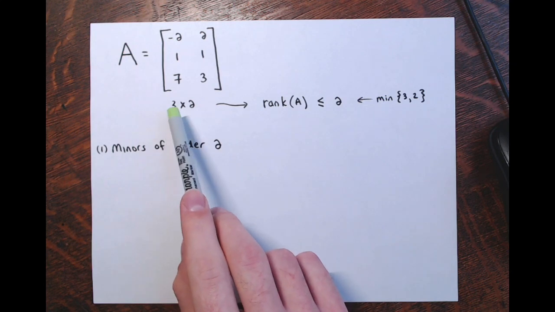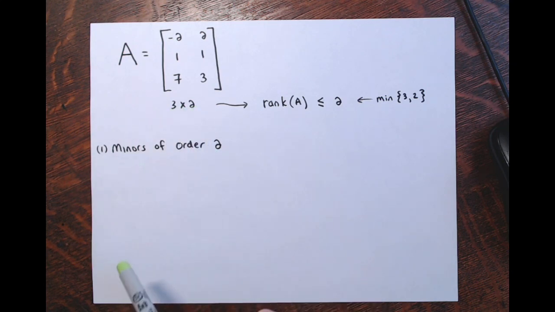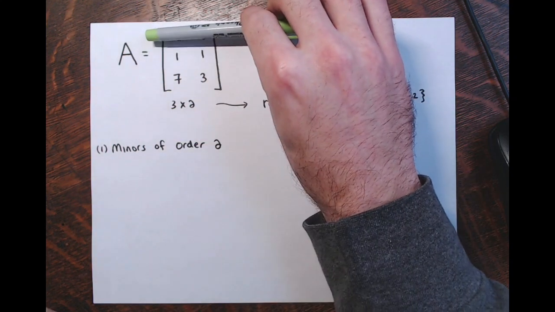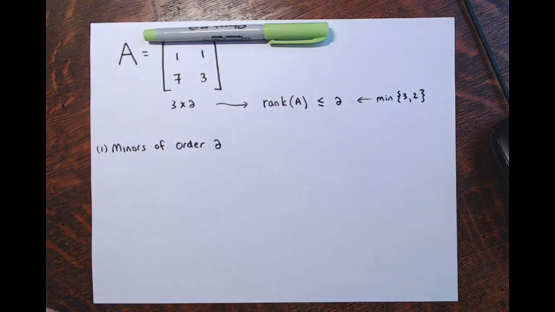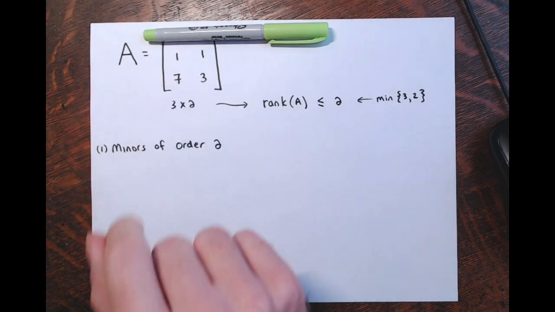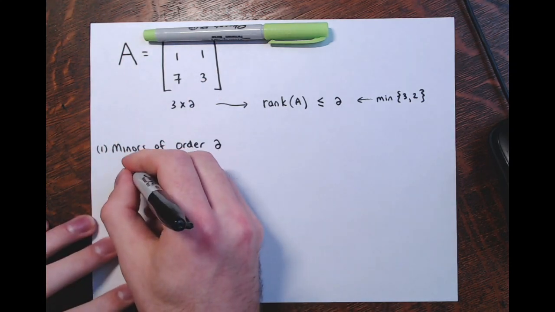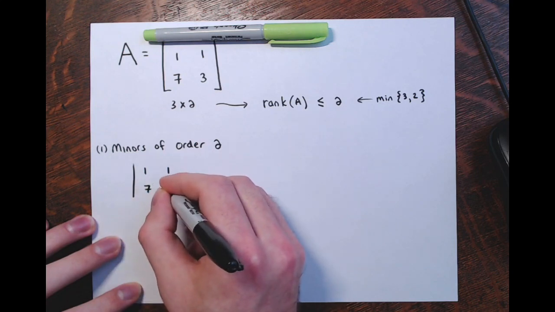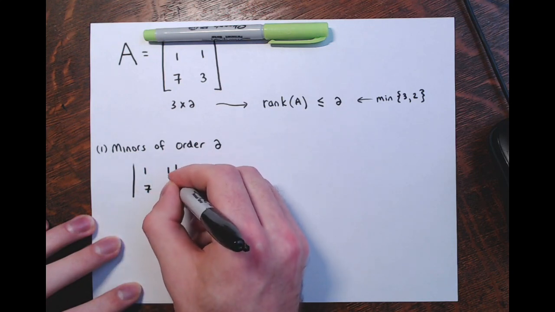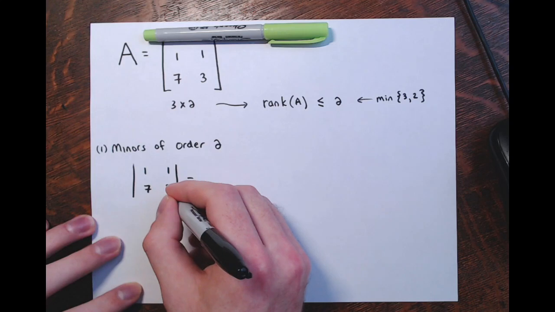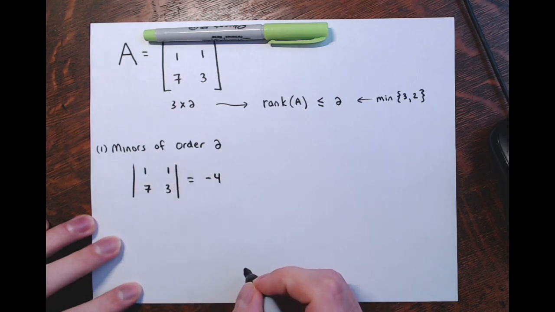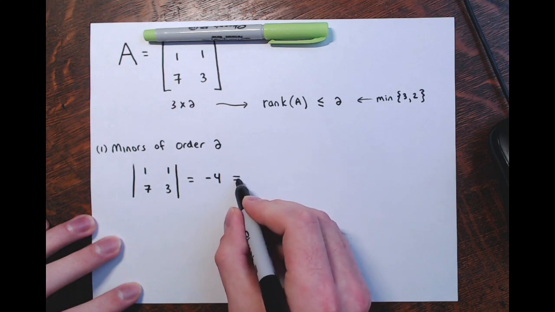Now, if it's a 3 by 2, in order to make a 2 by 2 matrix, I would need to get rid of a row. So let's say I got rid of the first row. Now I'll cover it with a marker. There is a 2 by 2 submatrix. I'll take the determinant of this 2 by 2 submatrix, and this is 3 minus 7. This would be negative 4. And hey, this is non-zero.